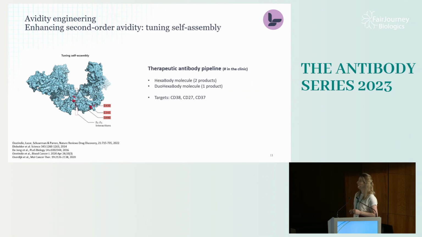So then if you take a closer look at what then results in clinical applications. For the hexabody technology, there are actually 3 different products now in phase 1 clinical trials. It's 2 hexabody molecules, one targeting CD38 and one targeting CD27. And one dual hexabody molecule, and this is actually a biparatopic molecule, a bispecific, targeting 2 different epitopes on CD37, and I'll come back to this one a little later.